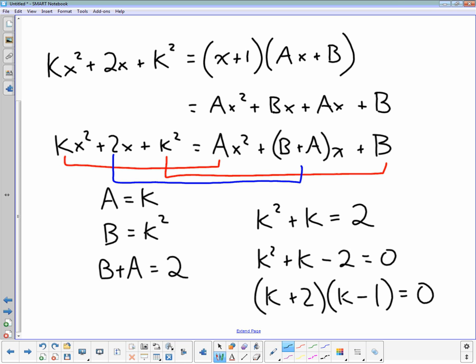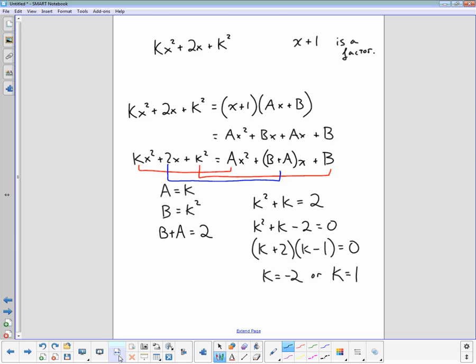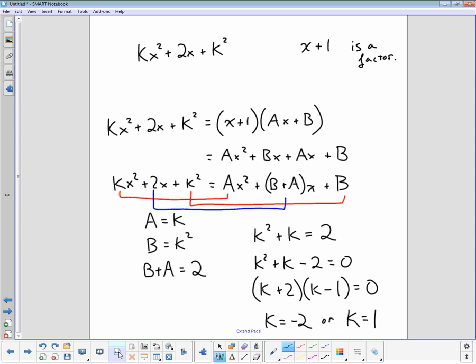So we have 2 possible values for k. And now we should go in and confirm our results. Okay. First, we'll let everyone copy all that down.